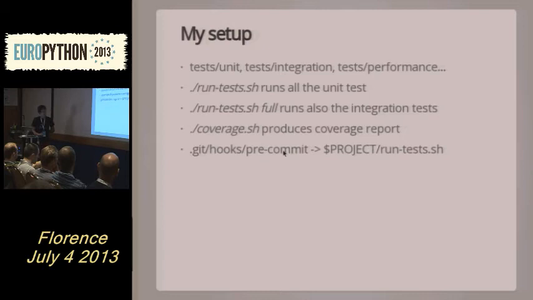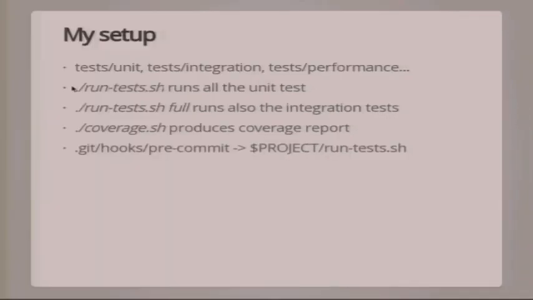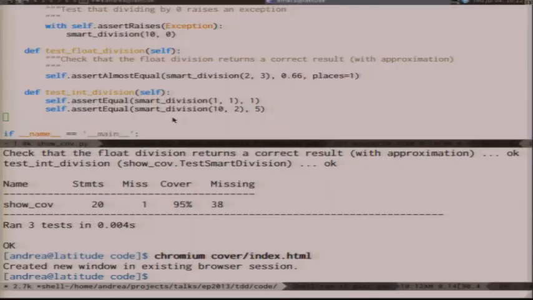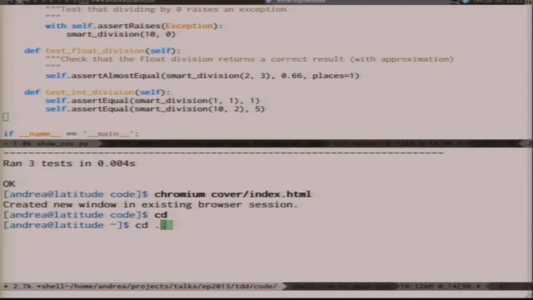Then I just want to show you quickly what my setup is for testing, which is not perfect. I'm open to other suggestions, but maybe it will give some inspiration to someone. So I divide tests in different categories, in different directories. I have unit tests, integration tests, maybe performance tests, I also have security tests, and so on. Then I have a run test script in the root directory which runs only the unit tests, unless I pass some argument, and then all the integration tests are run. Then I have a coverage shell script which does this, and I'll show you in the real code how it actually looks.